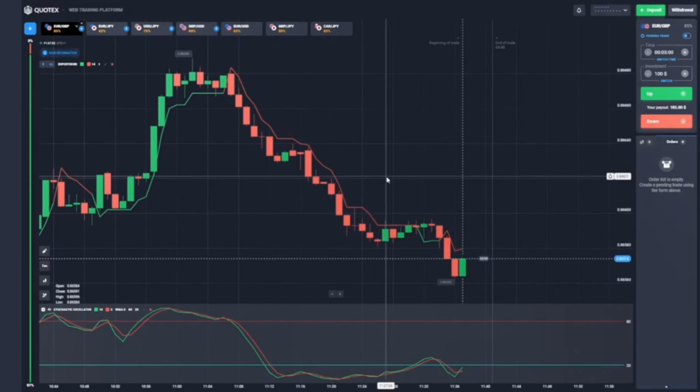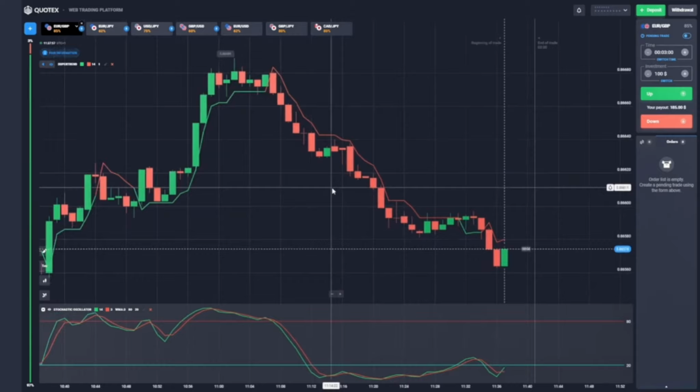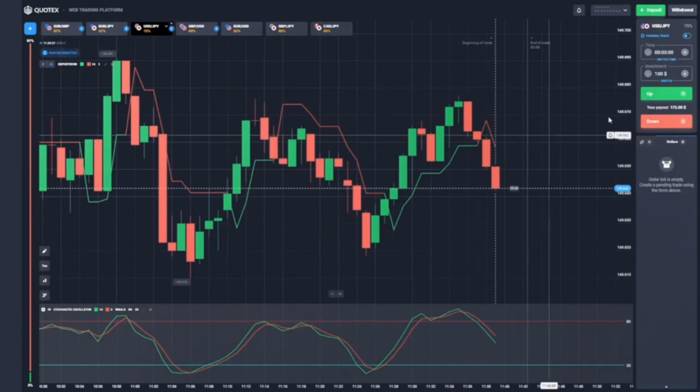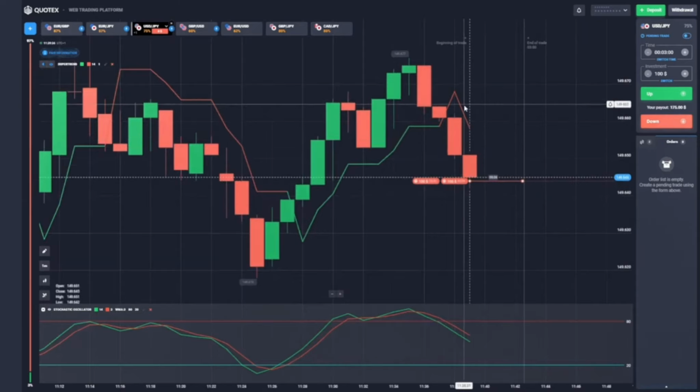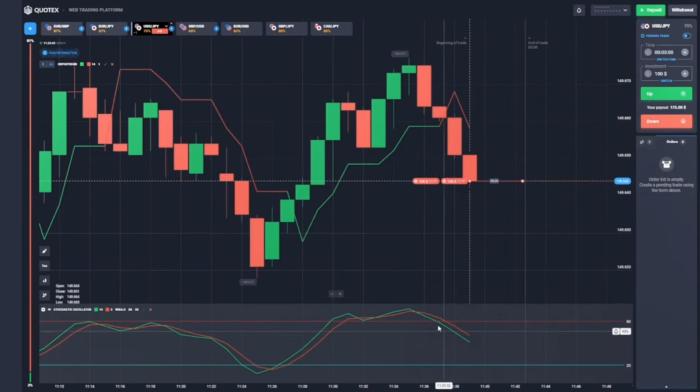Let's get to how the strategy works. Here is the first entry for sell trades this session, and here are the entry conditions.